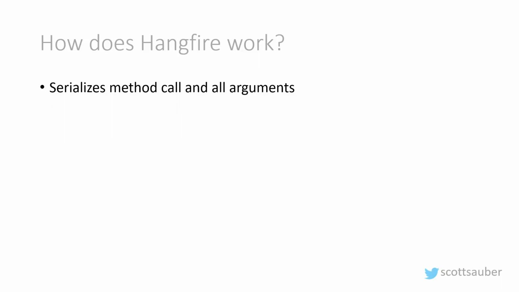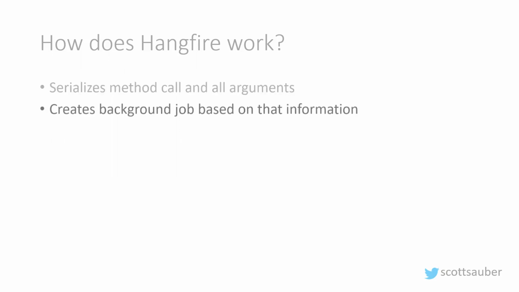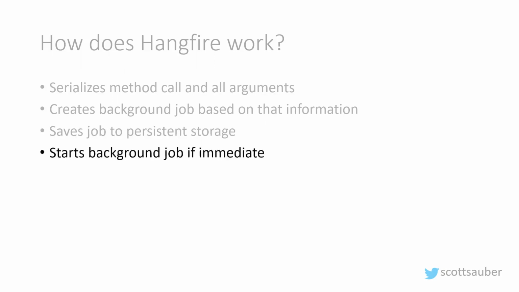If you've got something in your dead letter queue and you try and rename your method and try and re-enqueue that job, it's not going to be able to find it. So just a potential gotcha there. And then it creates a background job based on all that information, saves that job to whatever persistent storage. Again, I'm using SQL Server, but it could be Postgres or Redis or whatever the case may be. And then it'll start that background job if you did an enqueue method, or it'll wait until it fires off your cron job, for instance.